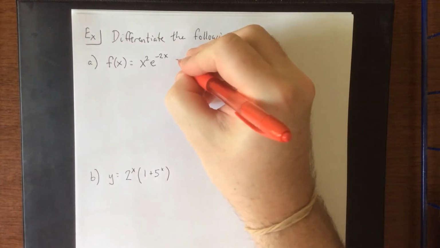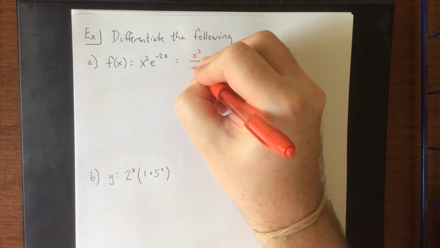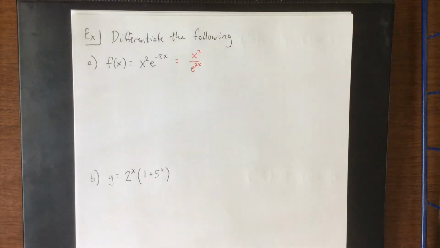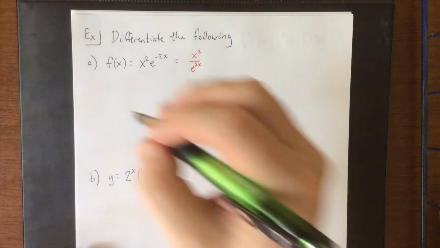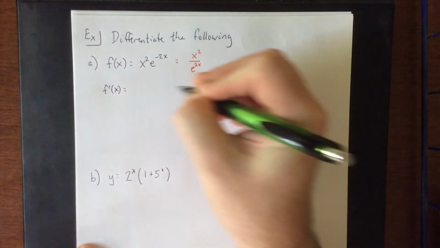However, in an alternate universe, you could also use a rule for exponents and express this as x squared divided by e to the 2x power, and then apply the quotient rule. That's not what we're going to do today, but just wanted to let you know it is a possibility. So f prime of x, we're going to treat this using the product rule.